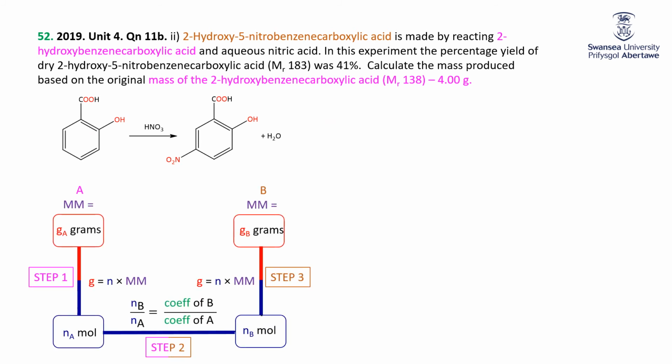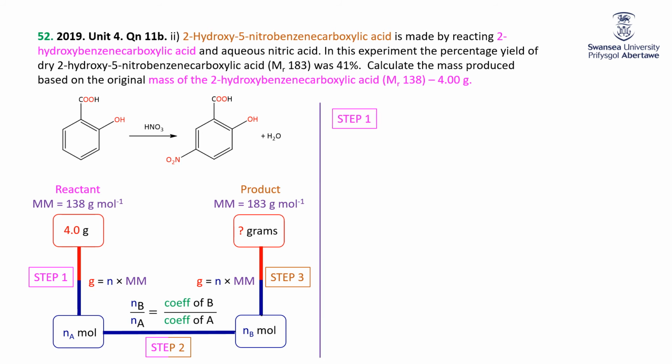So, roadmap, squished down a bit because we had a pretty picture to put in there. Start off with the reactant, which is the one in pink, 2-hydroxybenzene carboxylic acid. There we are, we started with 4 grams of that, and they're nice enough to tell us the molar mass is 138. And we're interested in this product here, the 2-hydroxy-5-nitrobenzene carboxylic acid. And they tell us the molar mass of that is 183 grams per mole.